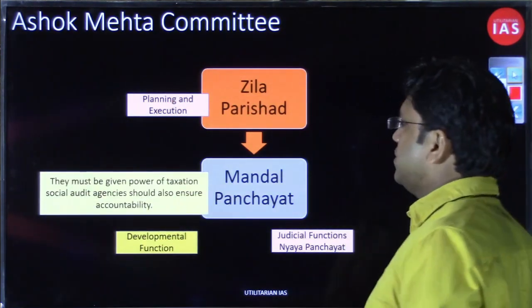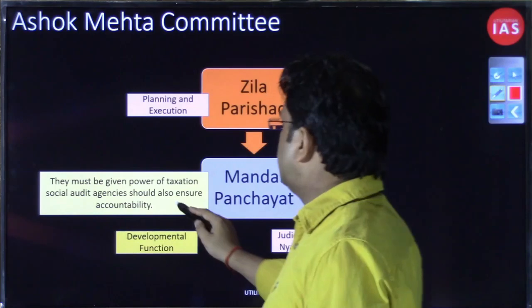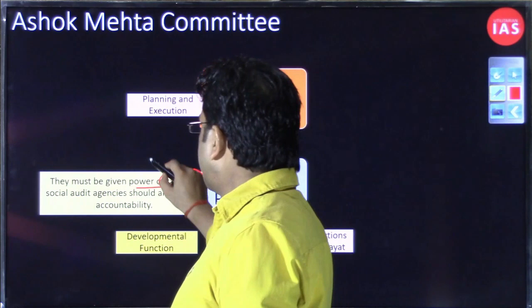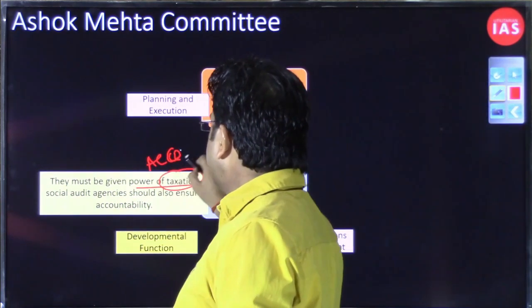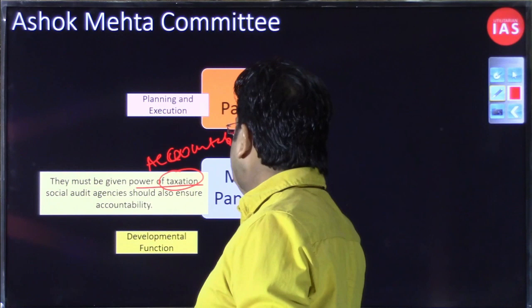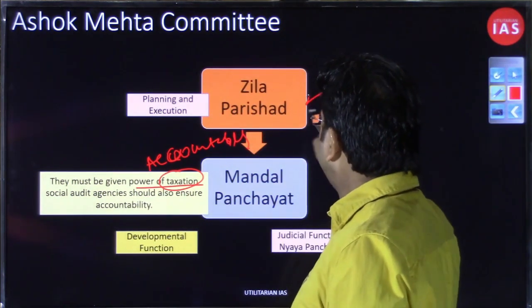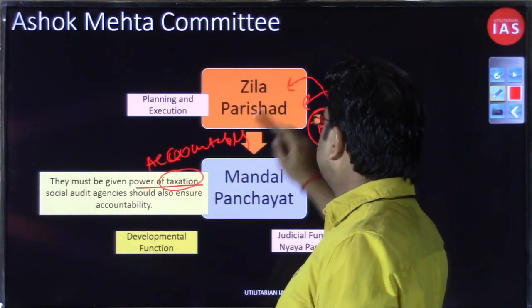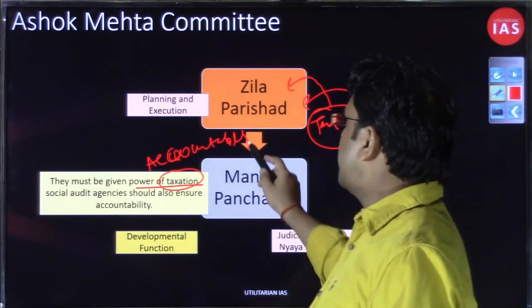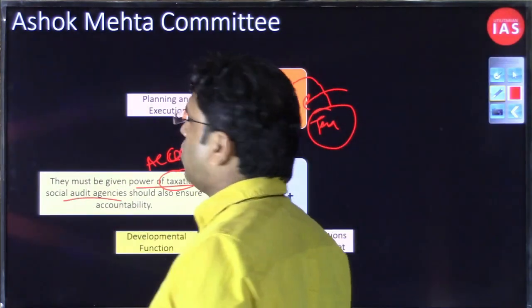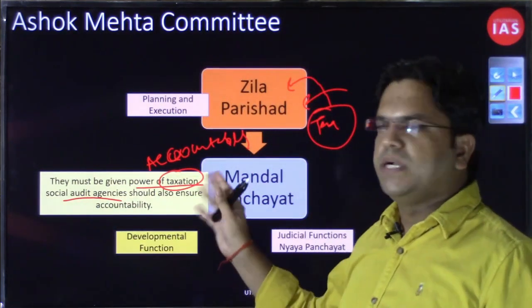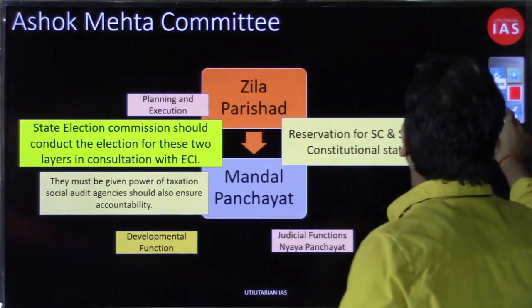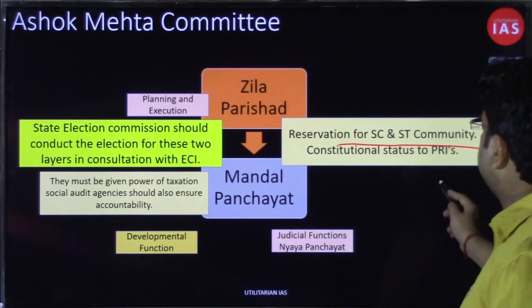Another thing, if you see, they must be given the power of taxation. I already told you that it talked about the power of taxation. If you are giving power of taxation, you will have to ensure an accountability measure also. If they are getting funds by way of taxation, who is going to see whether these taxes or funds are being utilized in an effective manner or not? So there should be some social audit agencies, which the Ashok Mehta committee recommended, to ensure accountability.